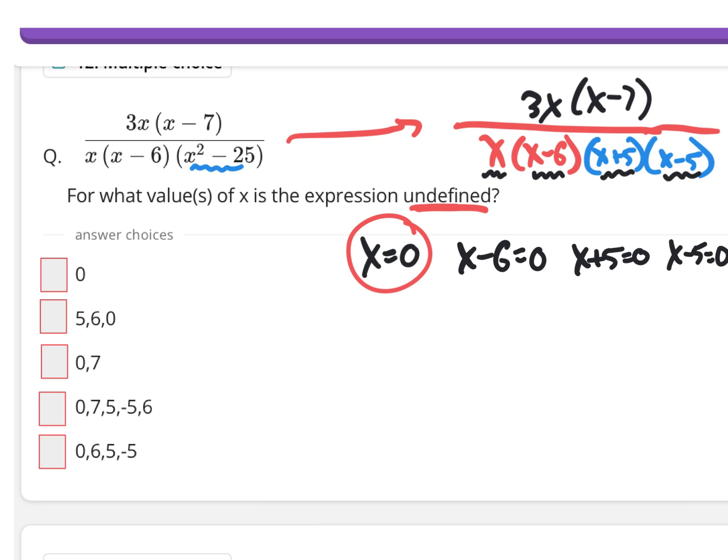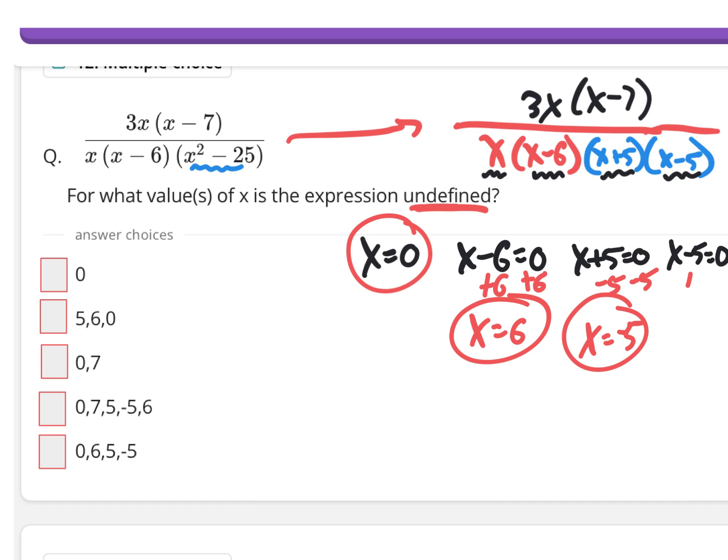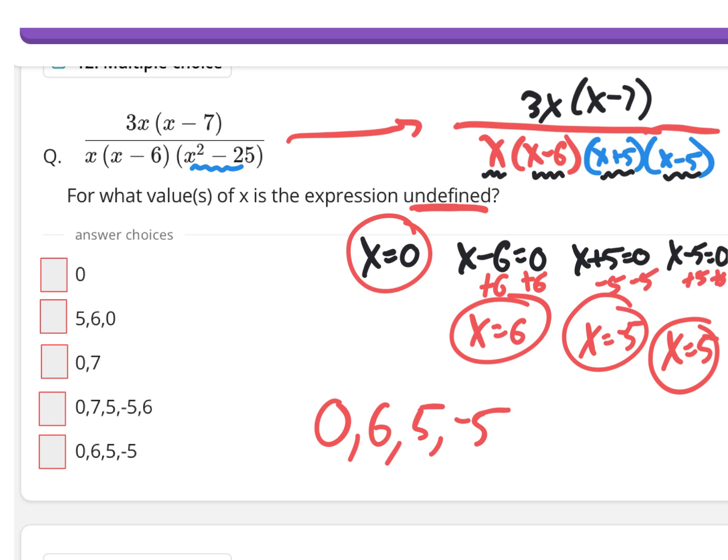0 will make it undefined. x equaling 6 would make it undefined. x equaling minus 5 makes it undefined, and also plus 5. So x equaling positive 5 also makes it undefined. So the values that make this expression undefined are 0, 6, 5, and negative 5. Which is this one down here. That's the only one. The other ones are wrong. Okie doke. Let's move on.